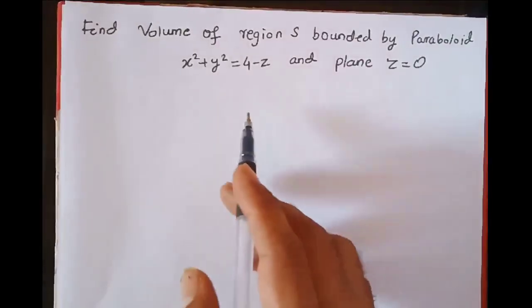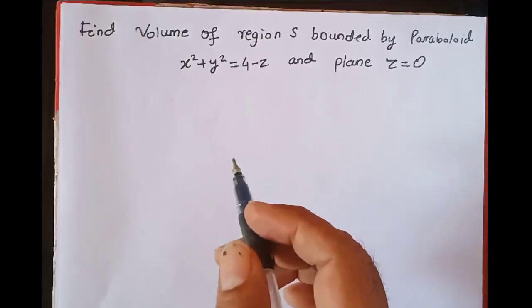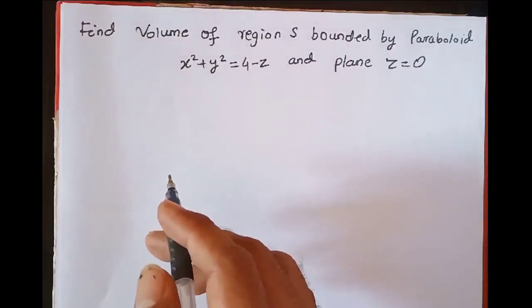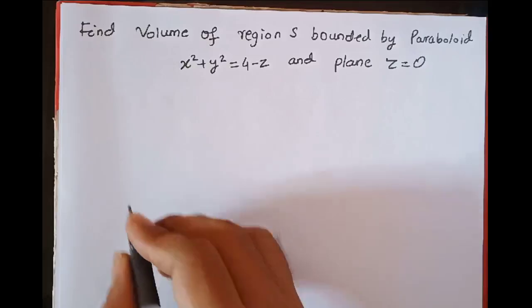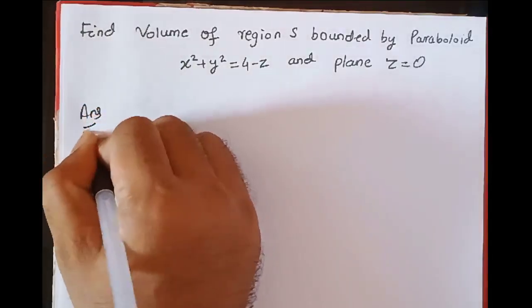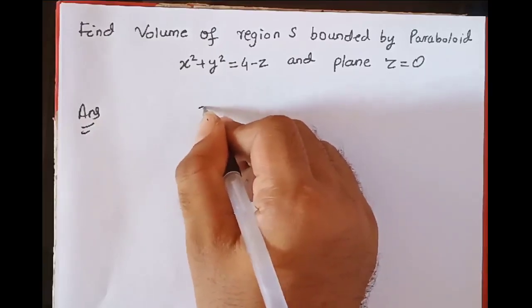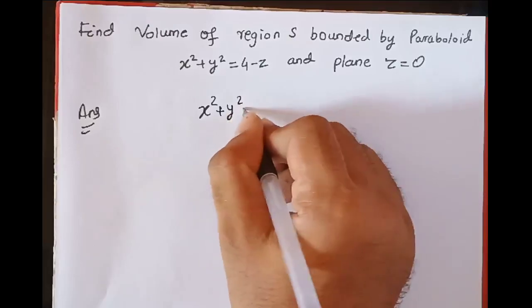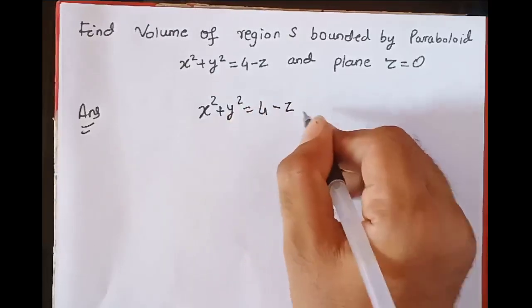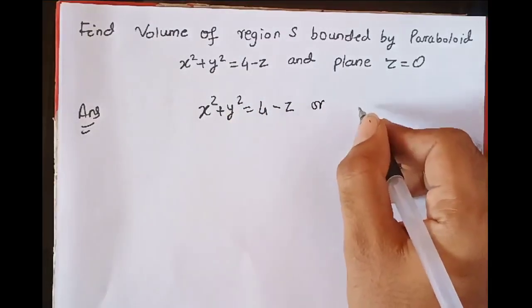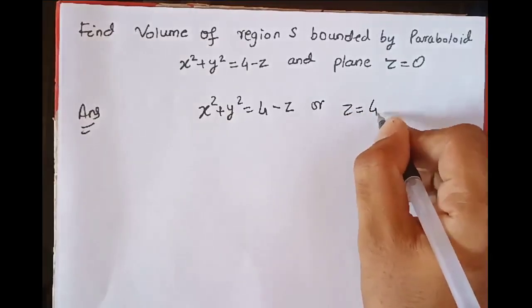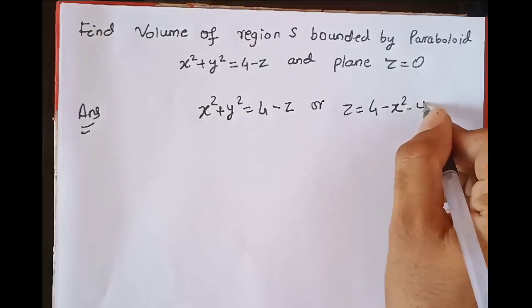So now we are finding the volume of a region using cylindrical coordinates. Okay, so here we have a paraboloid and we have a plane. The given surface is x square plus y square equal to 4 minus z, or simply we can write this as z is equal to 4 minus x square minus y square.